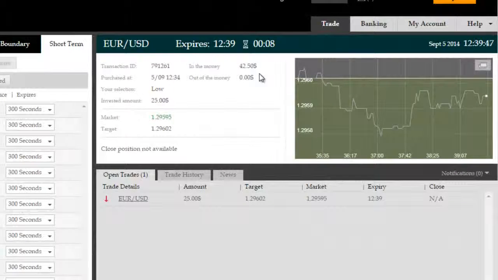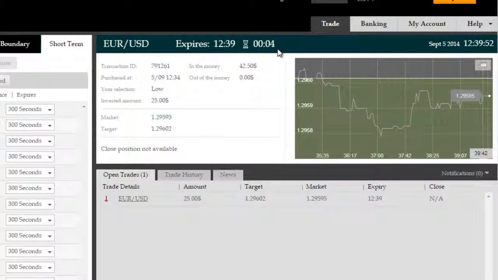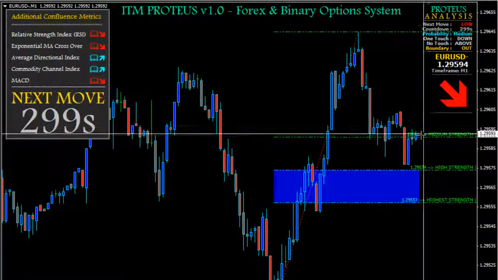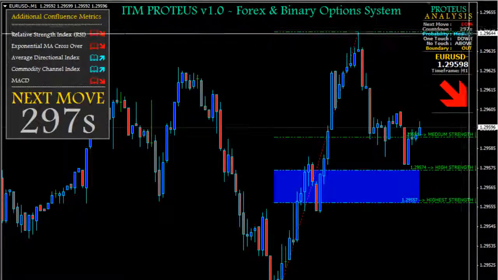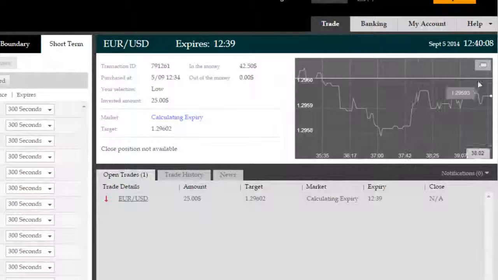Okay, we're back. It's 12:39:48, just a few seconds before expiry here, and the trade has gone into the money and will be expiring in the money here shortly for a $42.5 gross return and a $17.5 net profit. As a result, the trade was taken on the basis of a high probability trade at the time of execution to the short side and has now expired in the money.